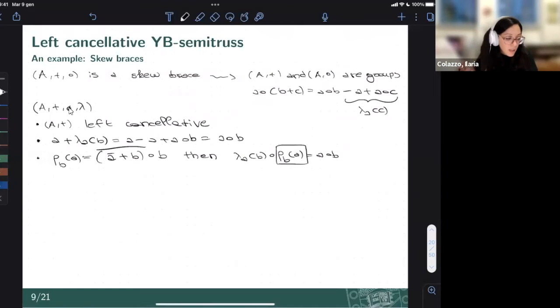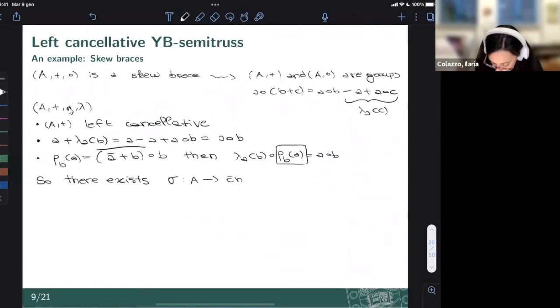So by the previous result, we have that there exists a sigma map such that A, plus, circle, lambda and sigma is a YB-semitruss.